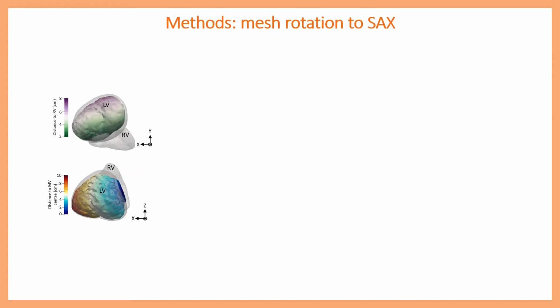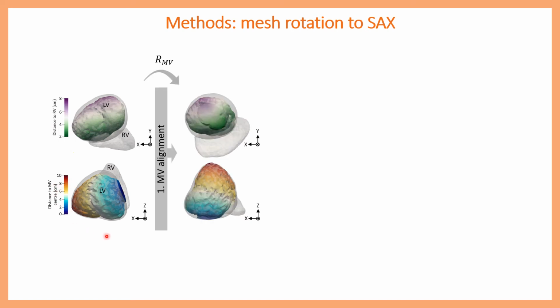This is an example where the three alignments are shown separately for illustrative purposes, but remember that we compute the rotation matrix R sub SAX as the multiplication of the three rotation matrices, and we compute the transformation all at once. So this is the initial trans-axial alignment. The first row shows the XY plane, and the second row shows the XZ plane.